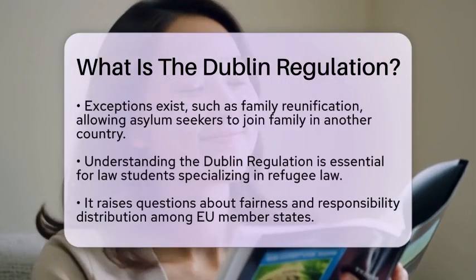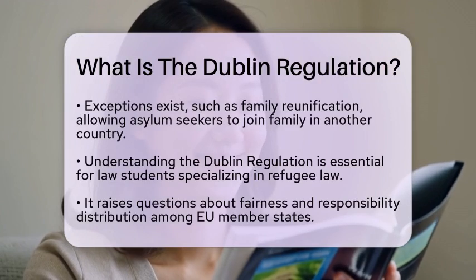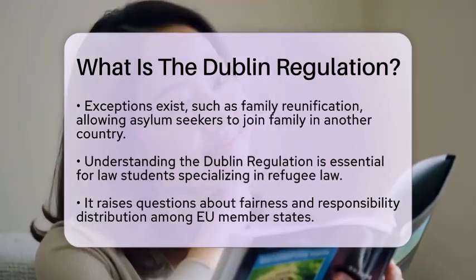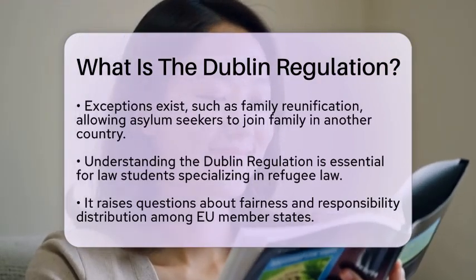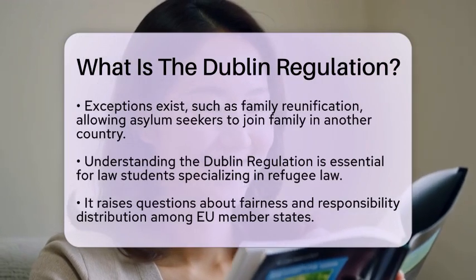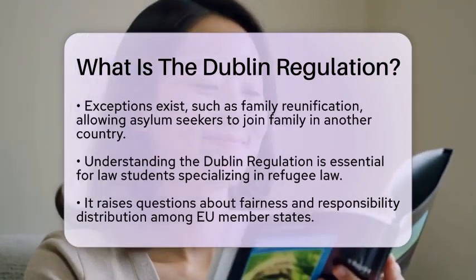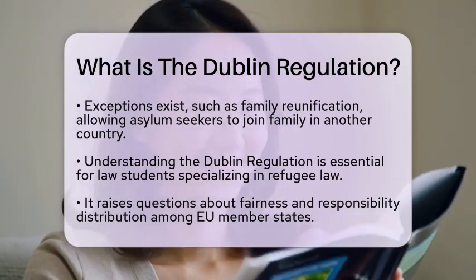Family reunification is one such exception. If an asylum seeker has family members in another country who agree to welcome them, they may be allowed to join their family, even if they first entered a different country.